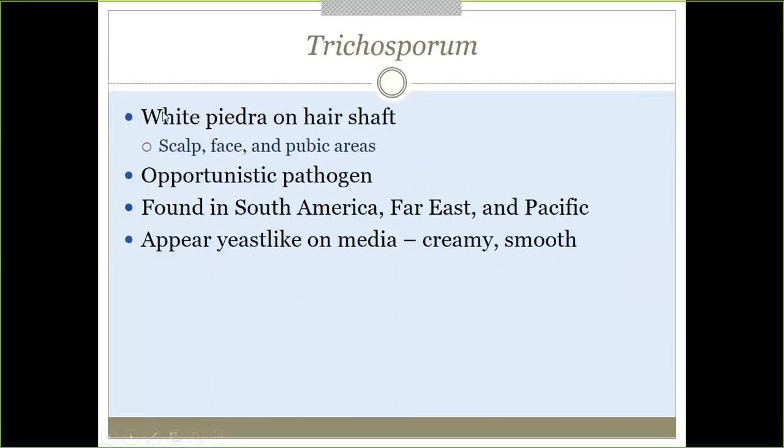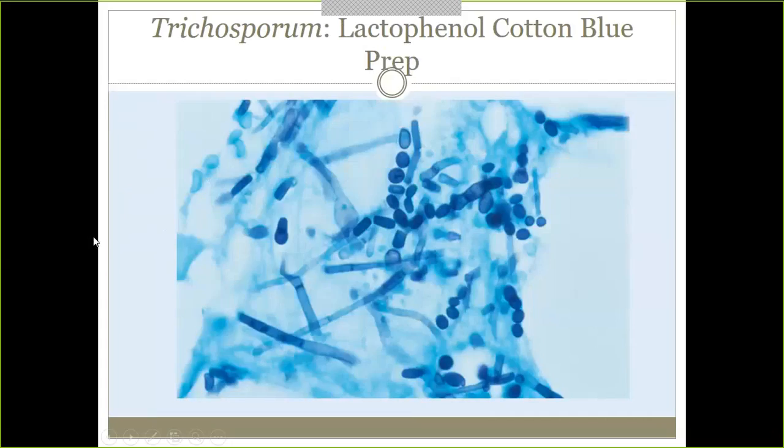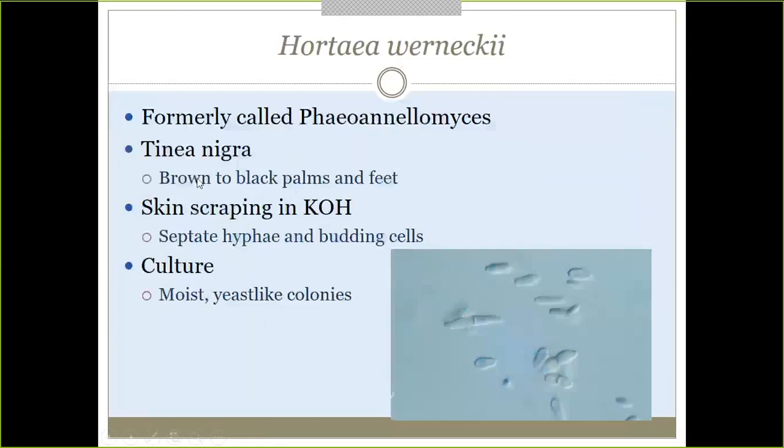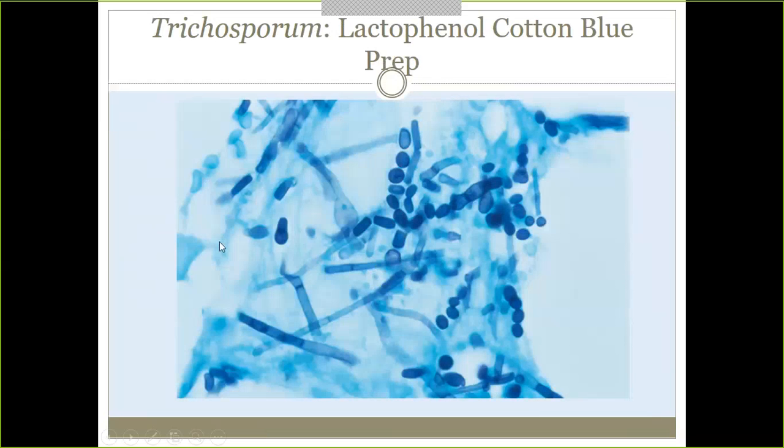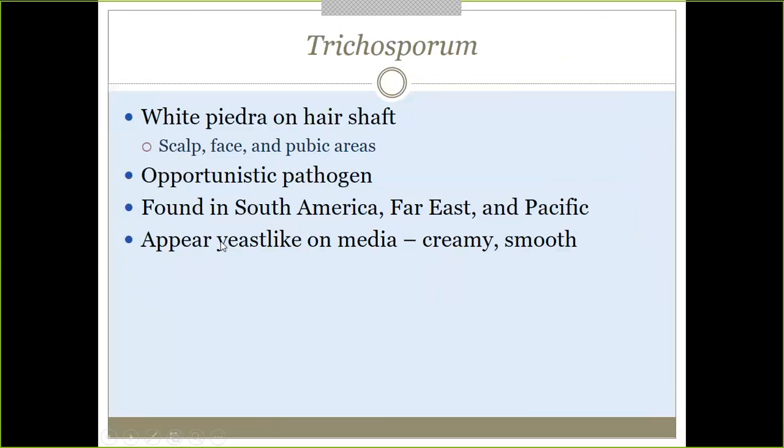Trichosporon is a white piedra on the hair shaft. It does look like it's basically a yeast, so it'll have a yeast-like appearance. It'll have a yeast appearance on agar. It'll be creamy, smooth. Here it is under the microscope, so you can see the yeast look. Yeast tend to be oval in shape. If you see them budding, it's a lot easier to tell. I am not going to make you remember the look of Trichosporon. It's just a mention of it causing white piedra.